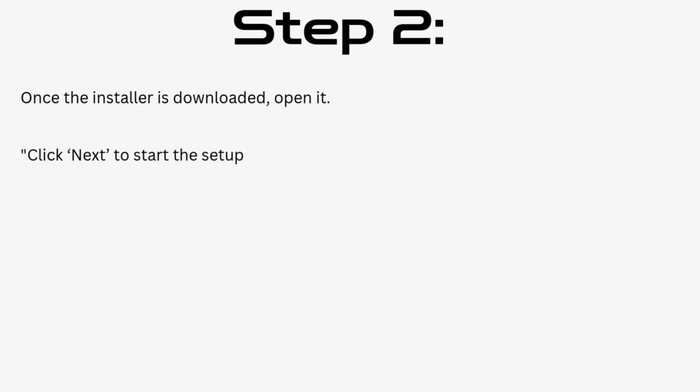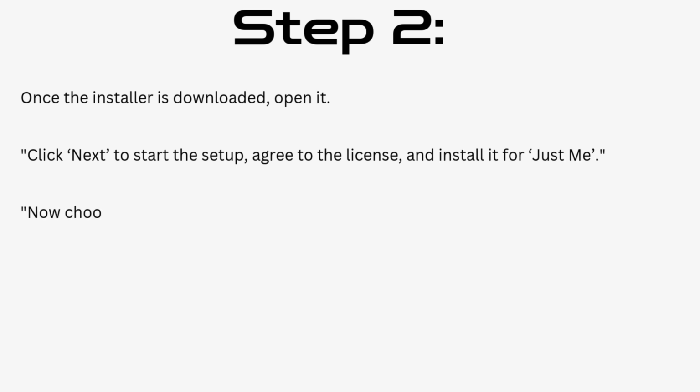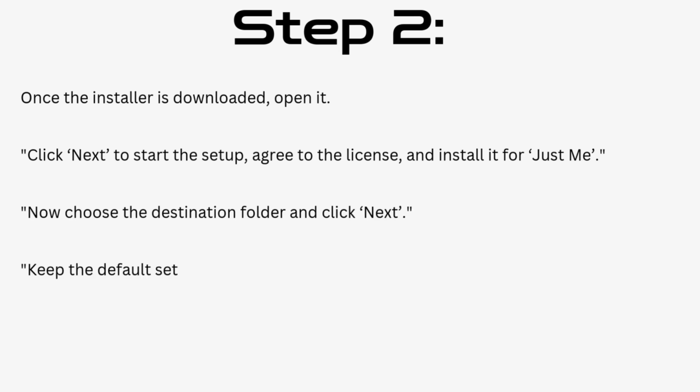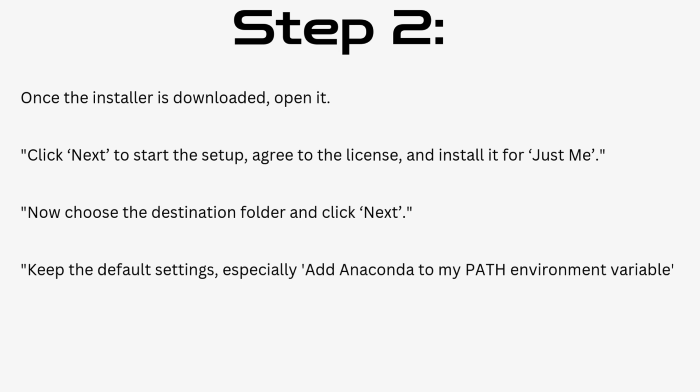Step 2. Once the installer is downloaded, open it. Click Next to start the setup, agree to the license, and install it for just me. Now choose the destination folder and click Next. Keep the default settings, especially add Anaconda to my path environment variable.